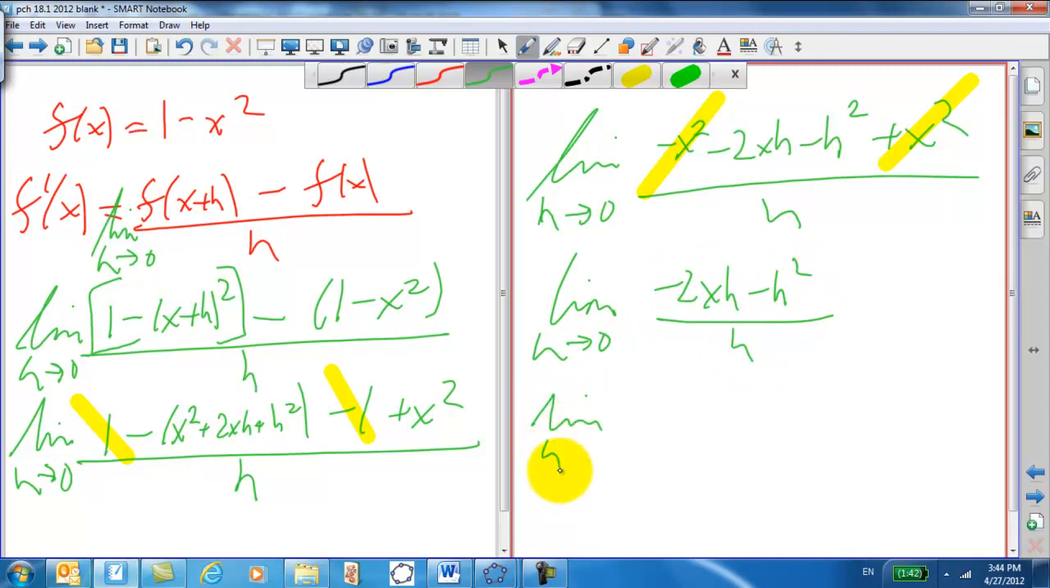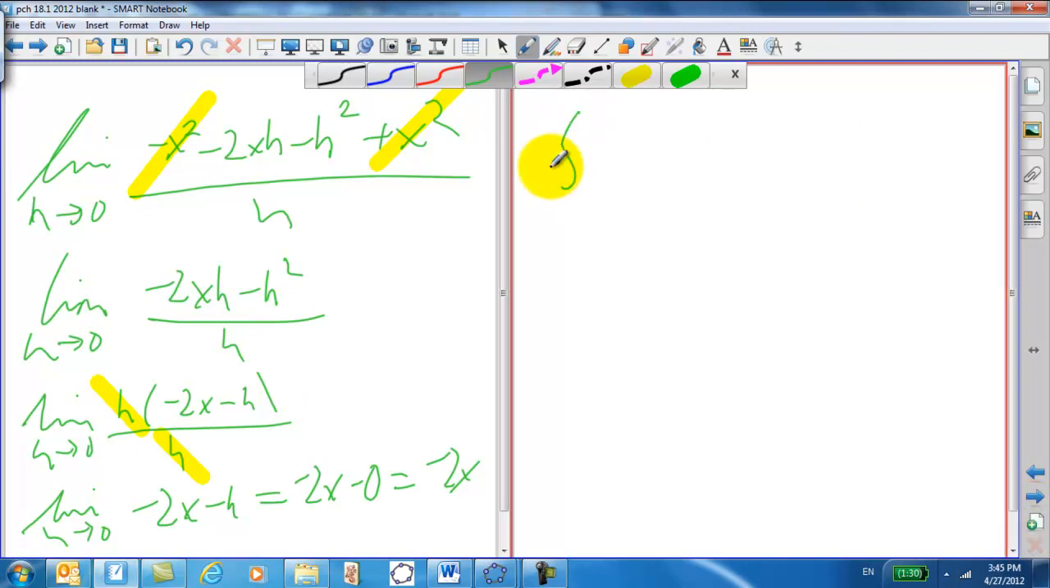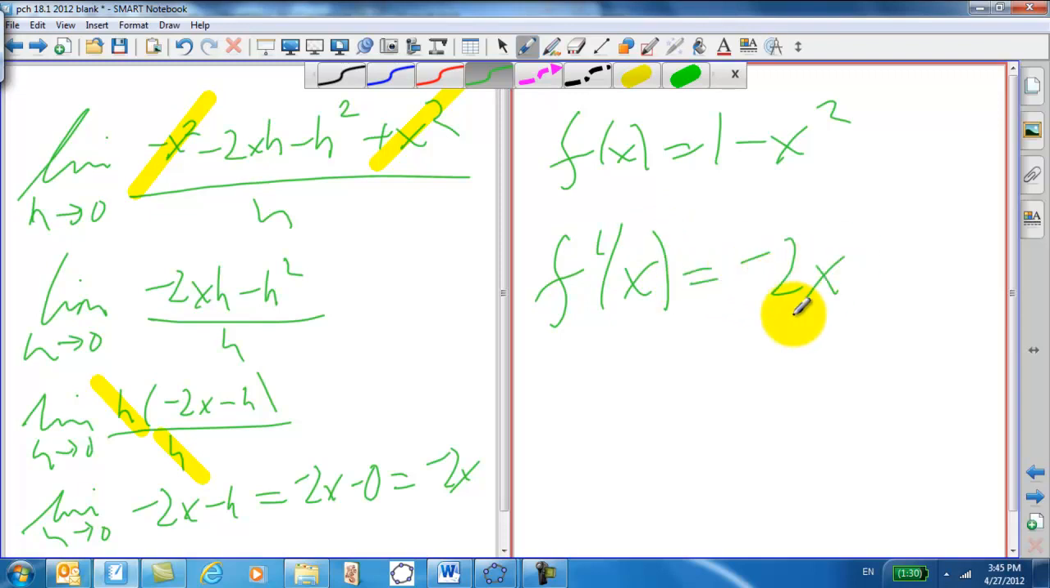At this point, some students like to actually factor out the h: negative 2x minus h all over h, and then they can cancel the h's, or they divide the h into both terms. In either case, you end up with a limit as h goes to 0 of negative 2x minus h. Now when you evaluate the limit and put in 0 for h, you get negative 2x. So there you go. When f of x was equal to 1 minus x squared, the derivative was negative 2x.